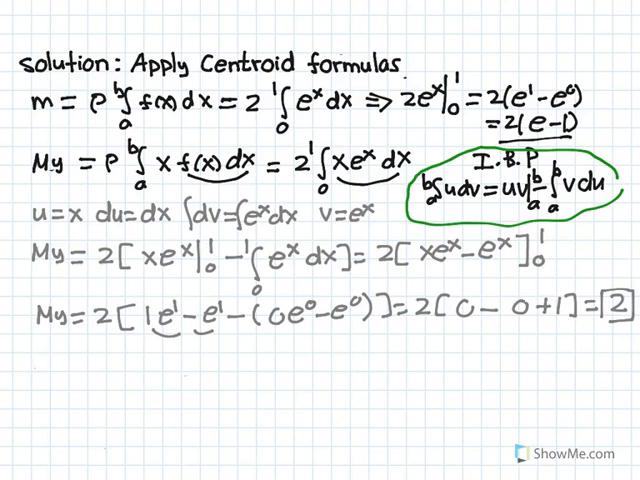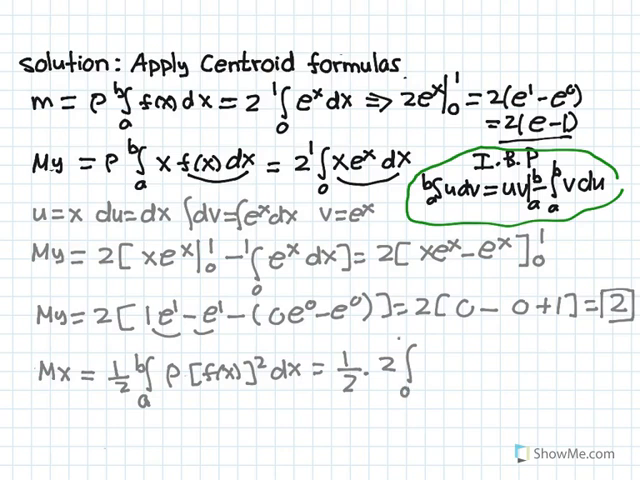What about the moment with respect to the x-axis? The moment with respect to the x-axis is 1/2 integral a to b of rho times f of x all squared dx. So we get 1/2 times rho, which is 2, that's the density, integral from 0 to 1. F of x is e to the x, all squared, dx, and these 2's cancel out. We get the integral from 0 to 1 of e to the 2x dx.